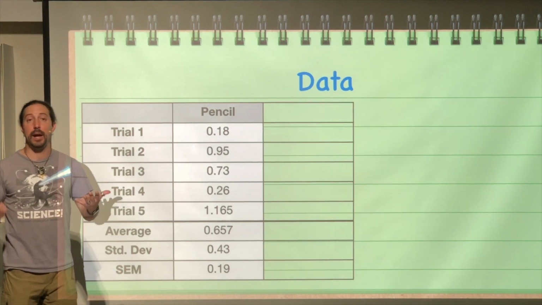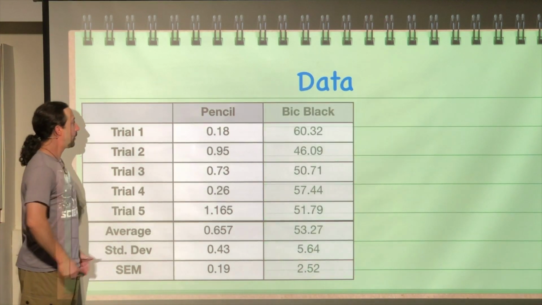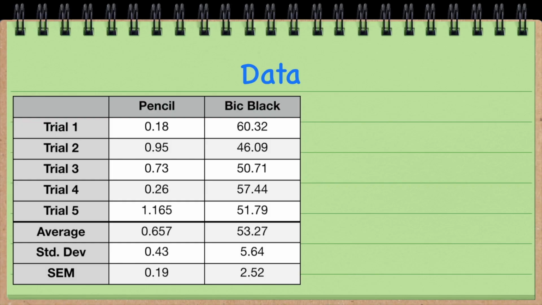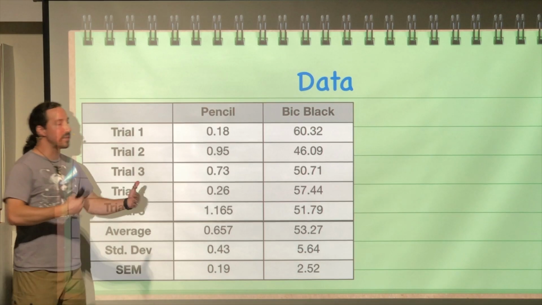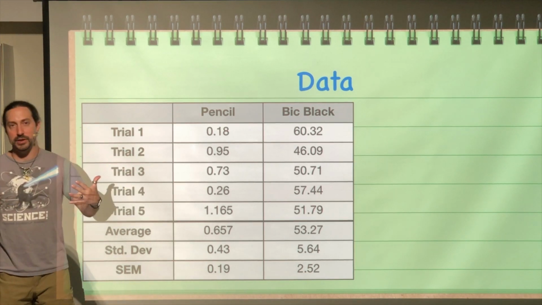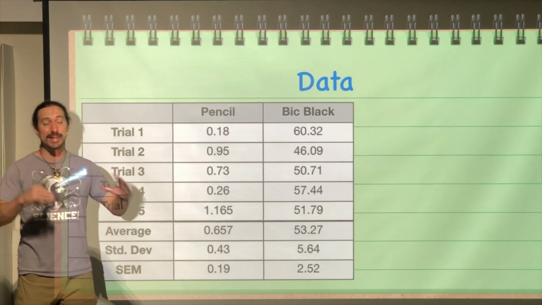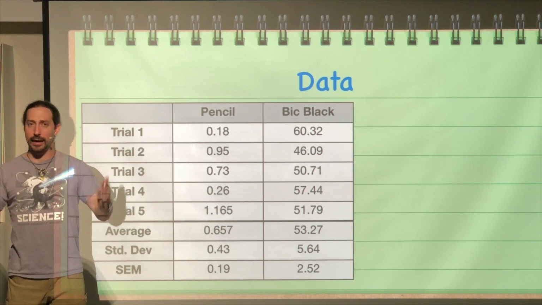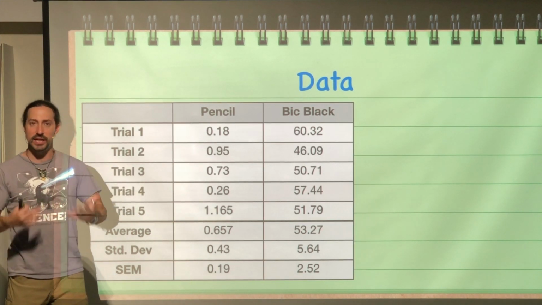But how did that compare to the ink? Well, as it looks, it stayed in the ink a lot longer. The first one stayed in for 60 seconds. The second termite stayed in for 46.09 seconds. Next, 50.71. It seems like there is a big difference between these two. But in science, it's not enough to just say that there is a big difference. We have to analyze our data and see if there actually is a big difference.